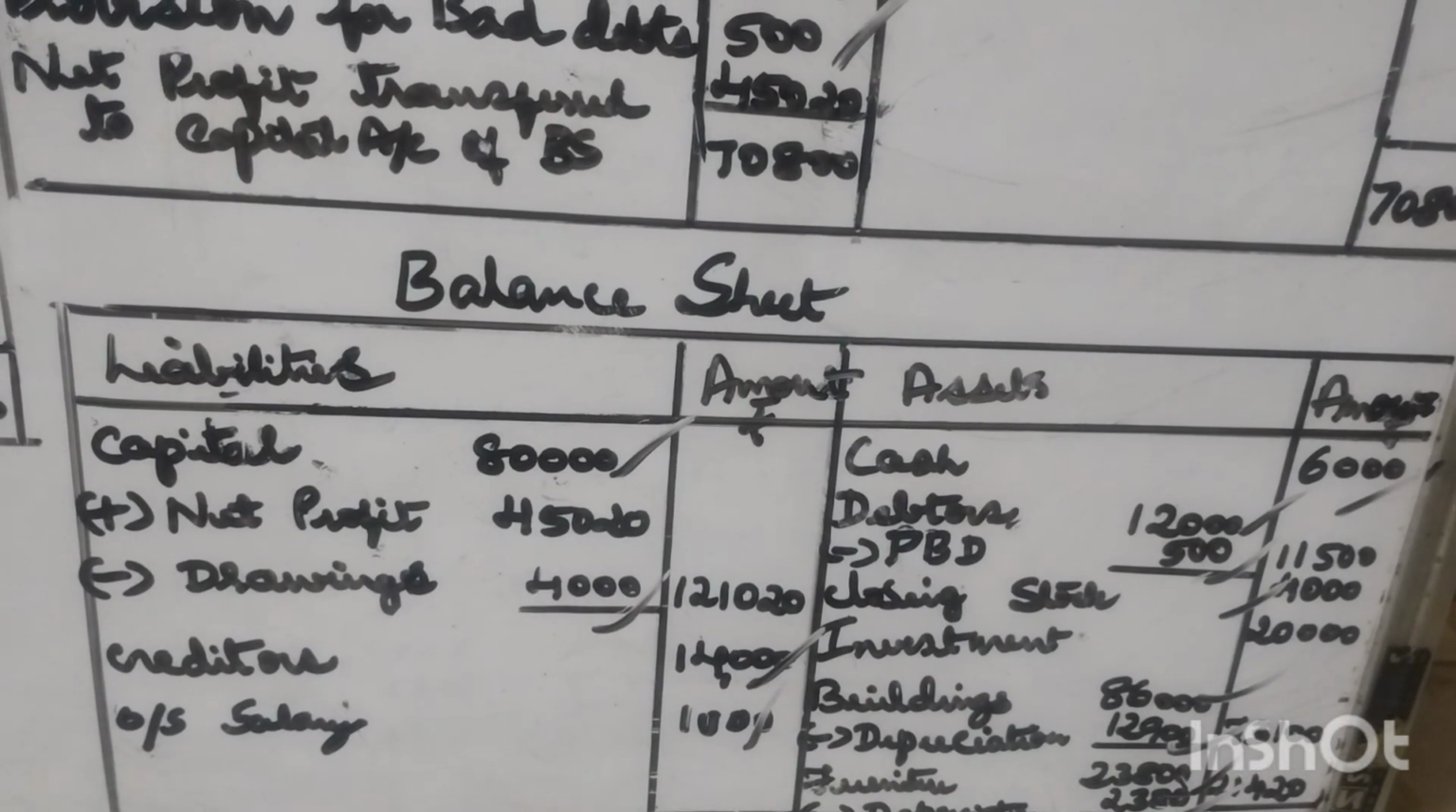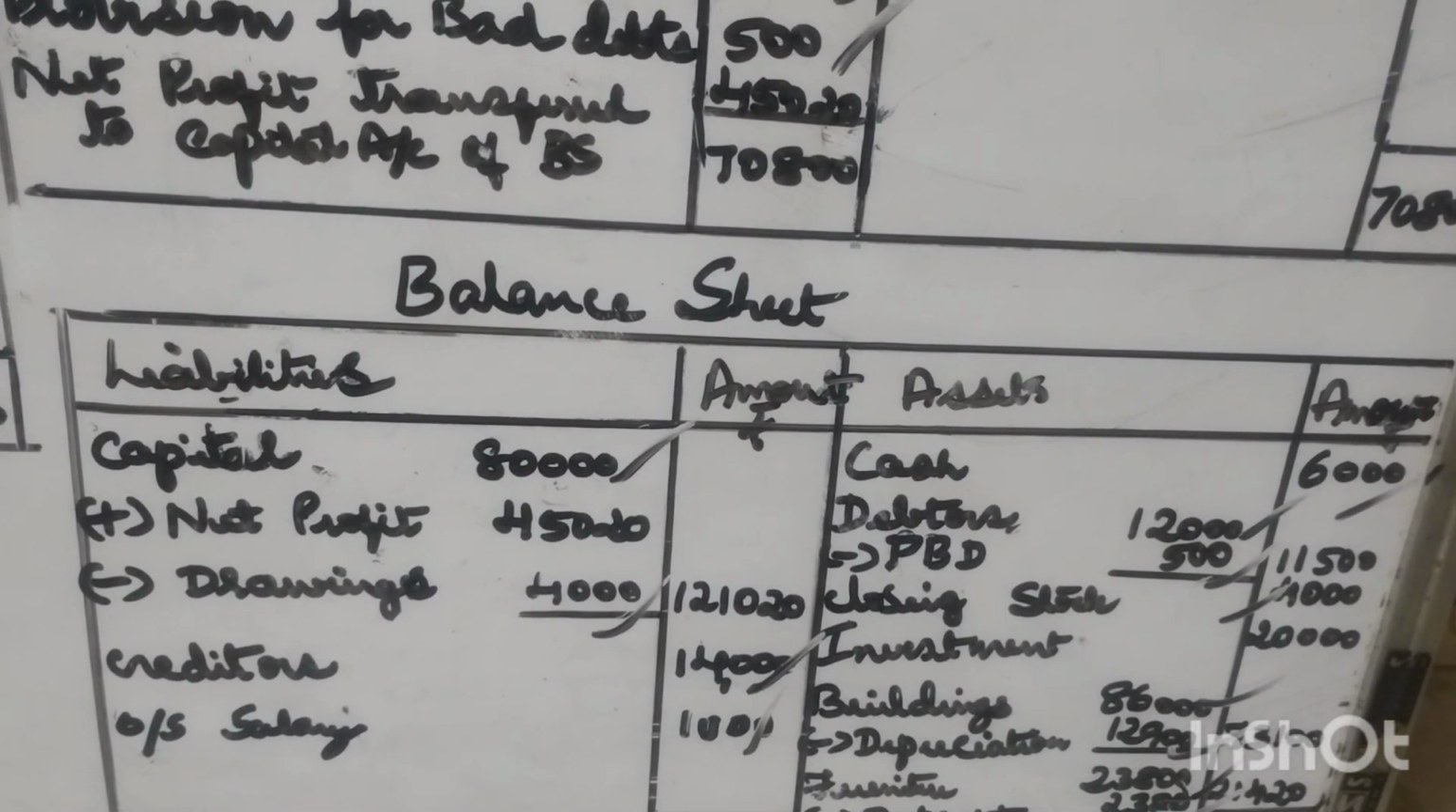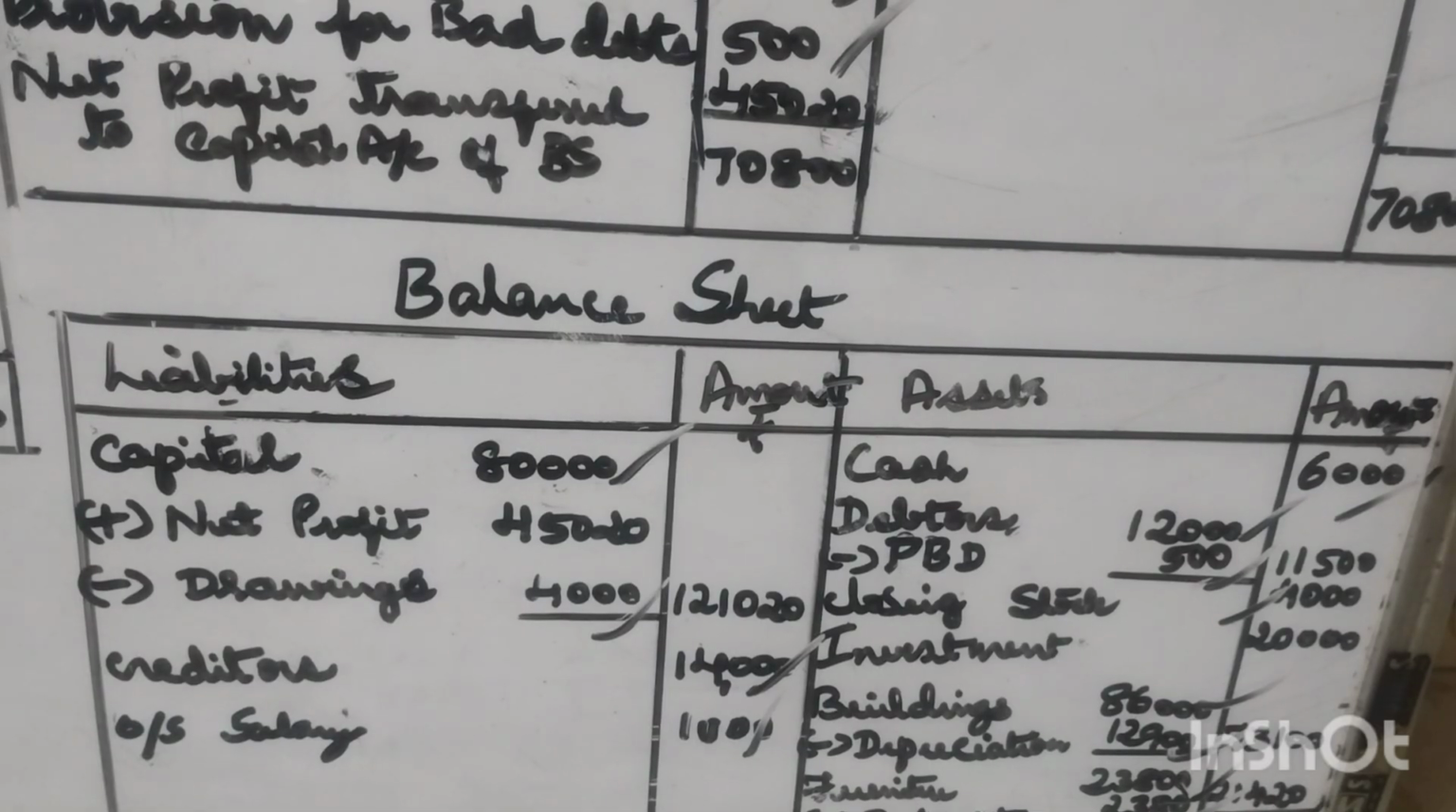So this is how the final accounts are prepared, that is the trading and profit and loss account as well as the balance sheet.